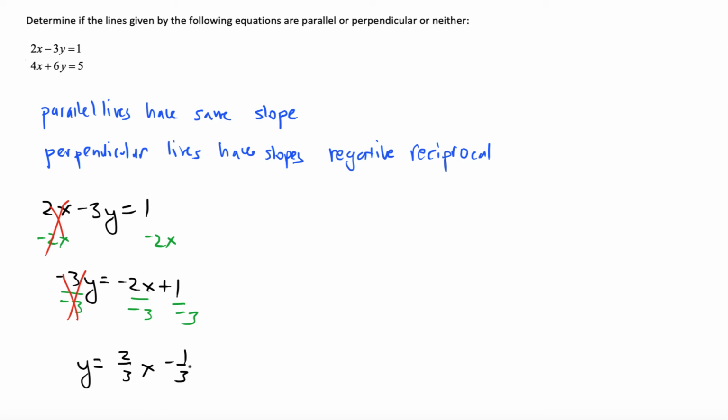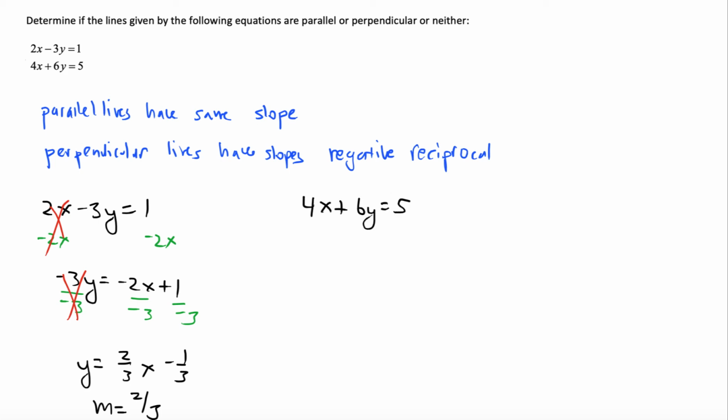Now, the 1/3 is not really that important here, because we're not drawing this or doing anything else. We're answering the question of whether the lines are parallel or perpendicular or not. So here, the slope is the coefficient of x, which is 2/3. Now we want to look at the other equation, find its slope, and compare it.